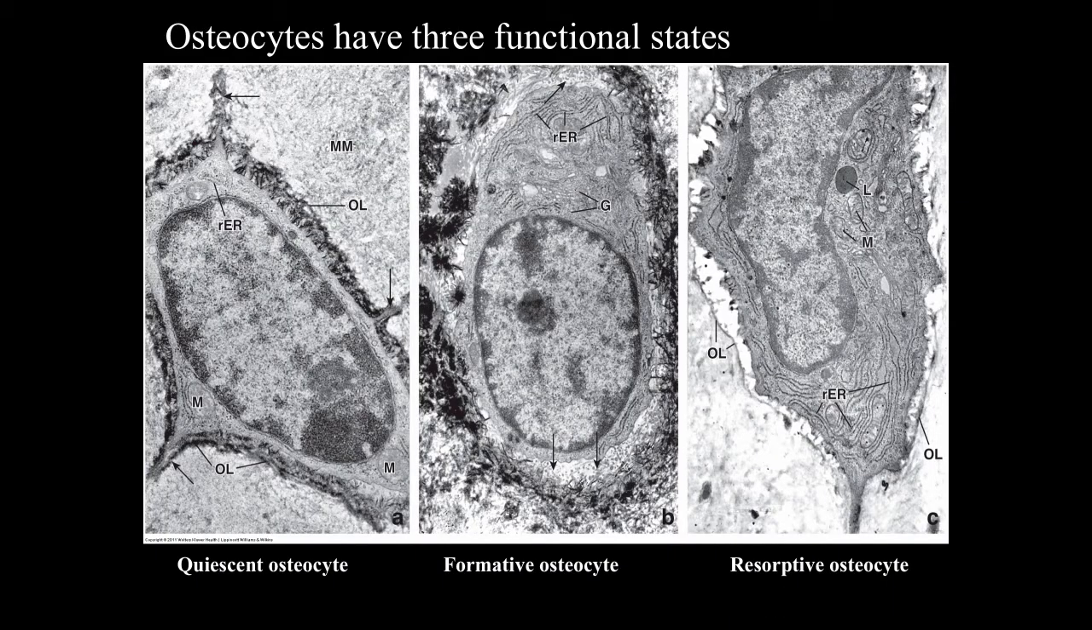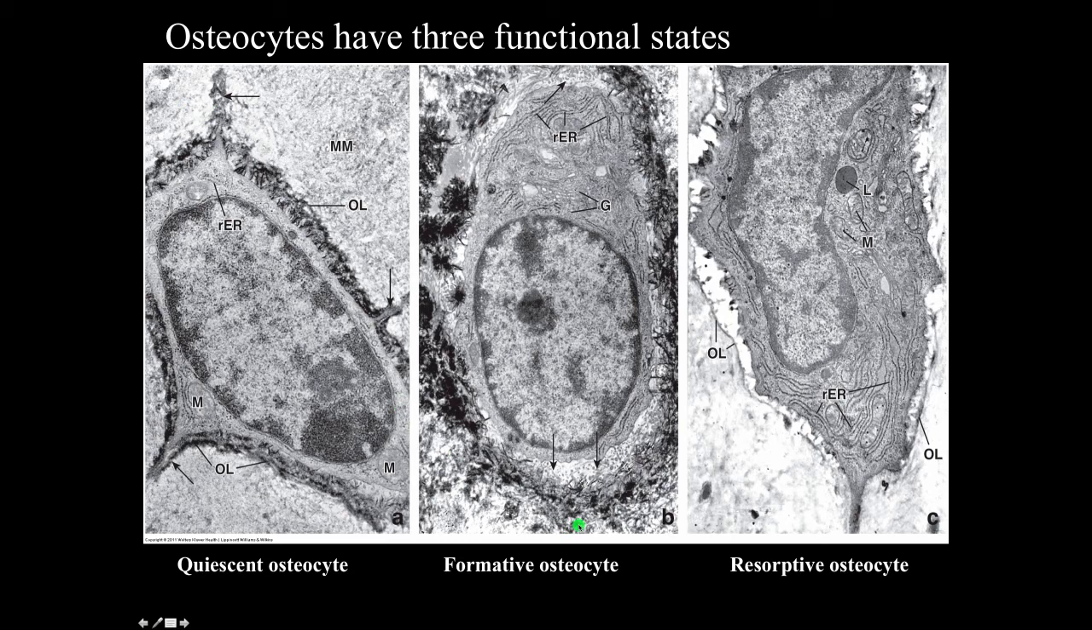Here are electron micrographs of the osteocytes showing their three different functional states. On the left we can see a quiescent osteocyte. You see a little bit of rough ER. You see the bone matrix here. You see the densities around the osteocyte. Here are some little cell processes coming off.